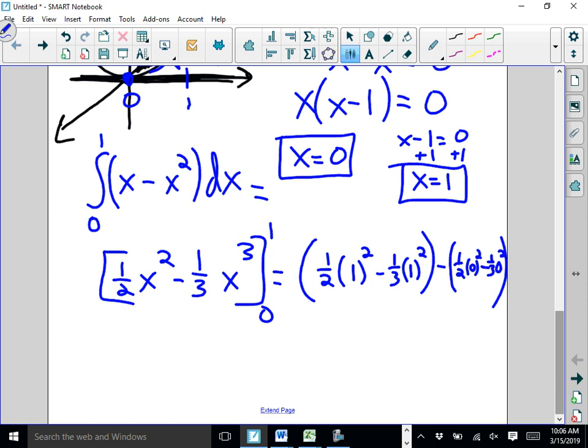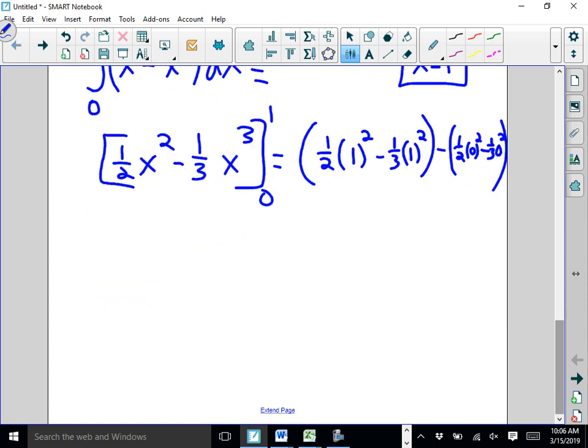Okay. Solving this thing down again, 1 squared is 1. 1 times a half is a half. And I have a half minus 1 cubed, sorry, that should have been a cubed. 1 cubed is still 1. 1 times 1/3 is 1/3.